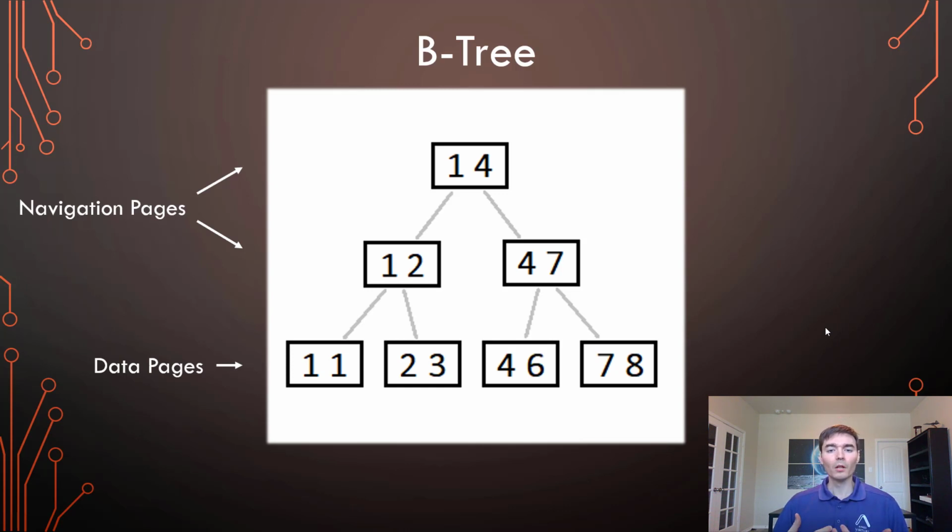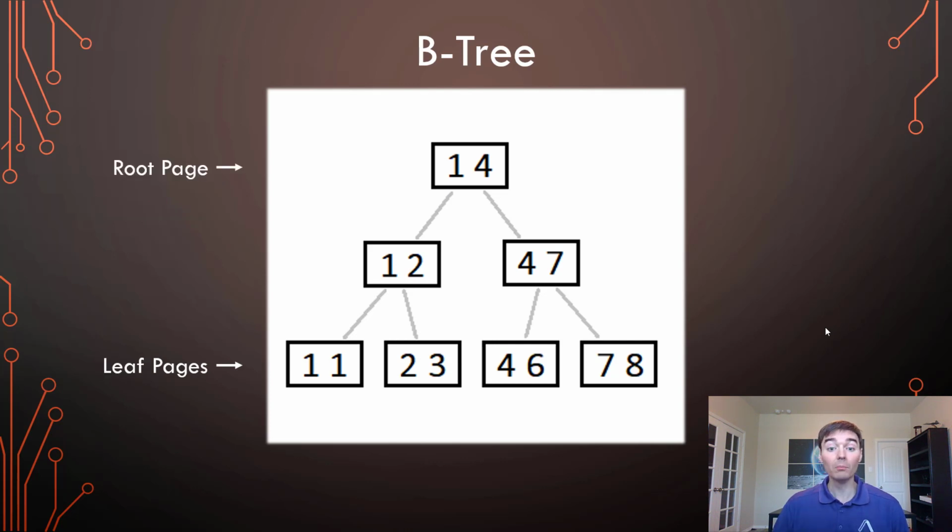Functionally, those top pages are used for navigating, and the bottom pages contain all of the data. There are names for them that correspond to the parts of a tree. That top one is the root node or root page. The bottom ones are the leaf pages. The ones in between are, no, they're not branch pages. They're called non-leaf pages. Computer science terminology, don't ask me.